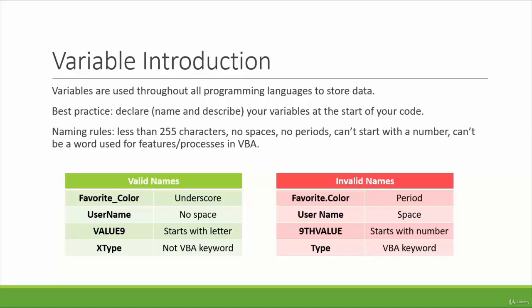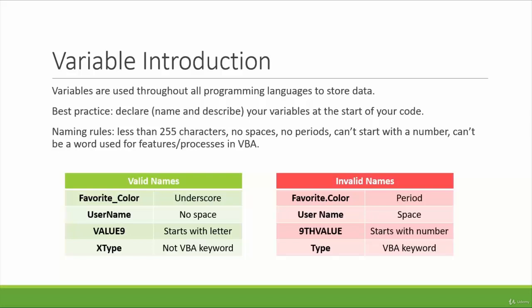Spaces and periods are identifiers that VBA uses to either separate out the words into separate actions or to move a step deeper into the action you are describing, which will make more sense when we talk about the details of VBA later. Your names also can't start with a number and can't be a word that VBA already has an action or feature assigned to.